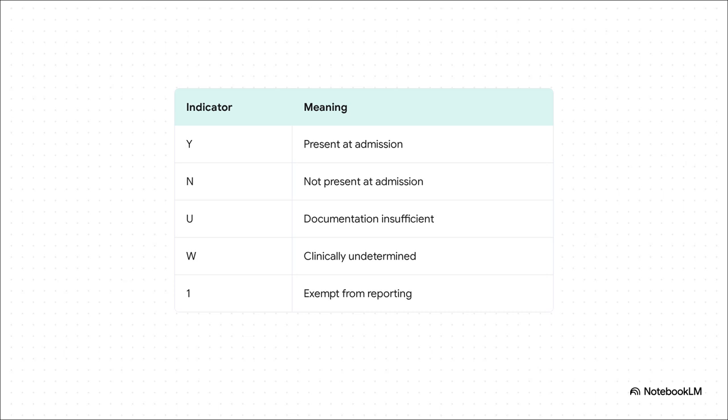Then there's U for unknown, which just means the documentation in the chart isn't detailed enough for you to make a call. W is clinically undetermined. You use this when even the provider cannot figure out if it was there at admission or not. And finally, 1. This means the condition is entirely exempt from POA reporting, like congenital anomalies or external cause codes.